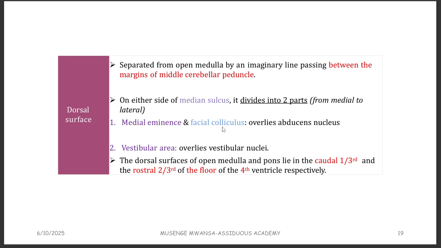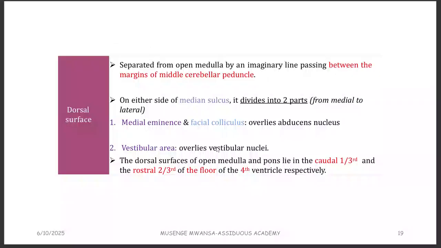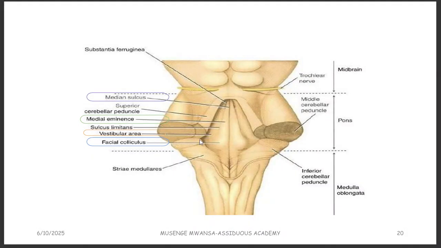These are actually continuous, they are all medial. All right, so it's just that the medial eminence is a bit more on top, and then the facial colliculus is a bit more down. And then now you have got the vestibular area, which overlies the vestibular nucleus. Okay, that's the vestibular area, and it is more lateral. Okay, it's the lateral aspect. So medially, just following the dorsomedian sulcus, you have got on top the medial eminence, and down you have got the facial colliculus, and then laterally you have got the vestibular area, which overlies the vestibular nucleus.